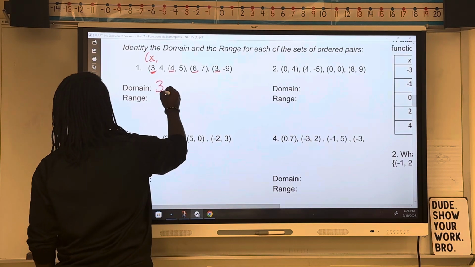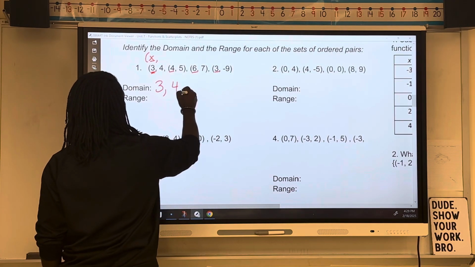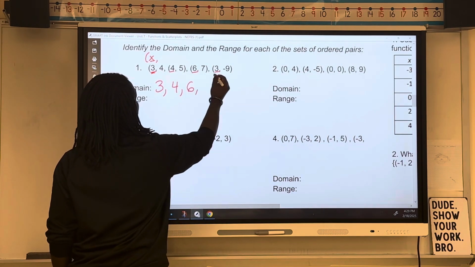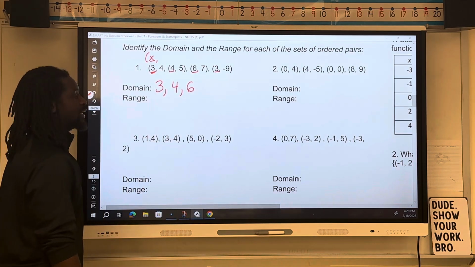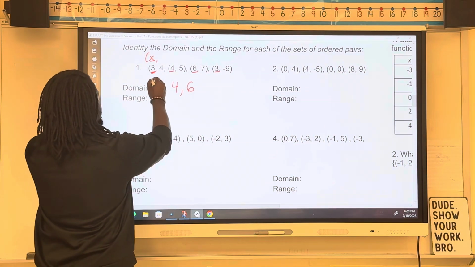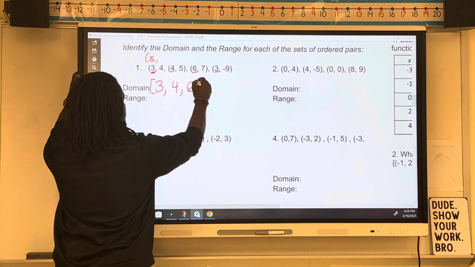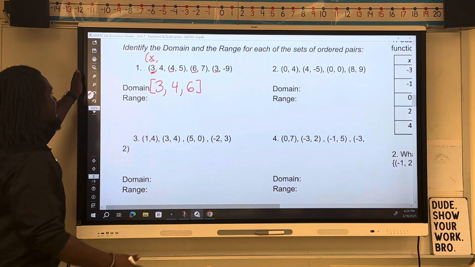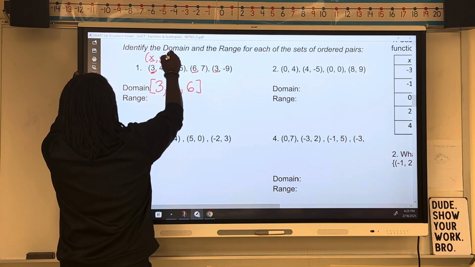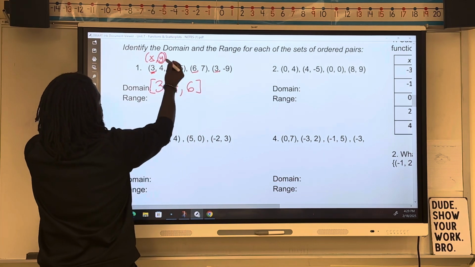So we have 3, we have 4, we have 6, and then we have another 3, but we don't need to put the 3 again because we've already put it there. And so that is the domain: 3, 4, and 6. And then for the range, it is the Y. I like to just do something different.